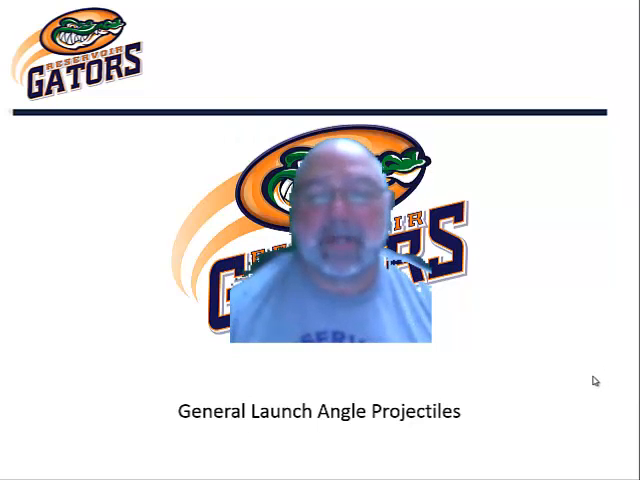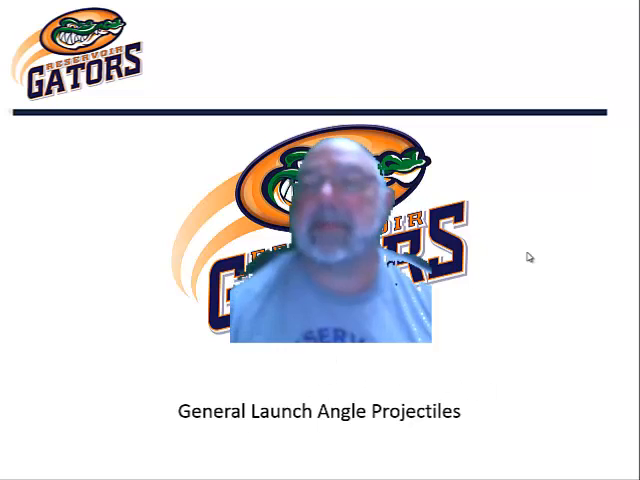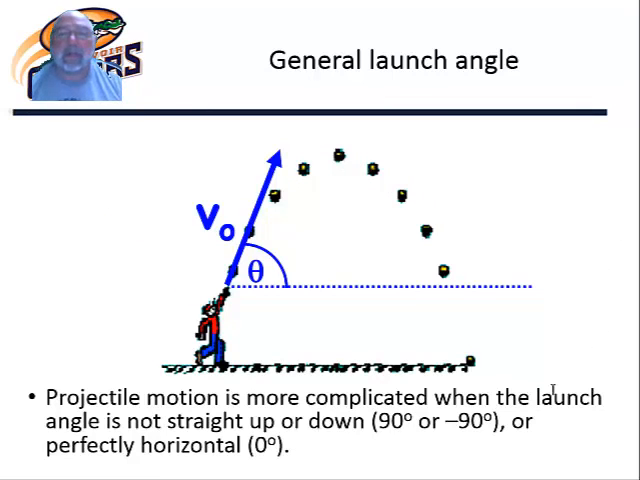Hi, let's get jumping. We're going to talk about projectiles that are launched at an angle other than 0. So these are going to be going up in the air and coming back down. So we have a projectile motion with a general launch angle, something other than horizontal. And it's a little bit more complicated because now we have a vertical initial velocity in addition to our horizontal initial velocity.